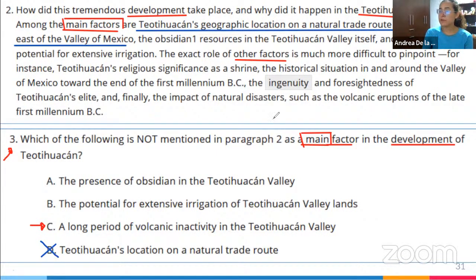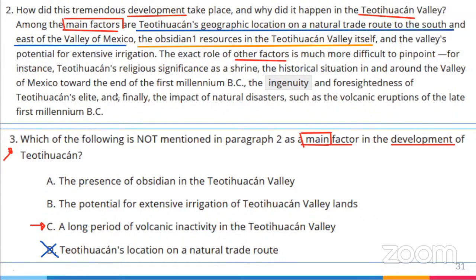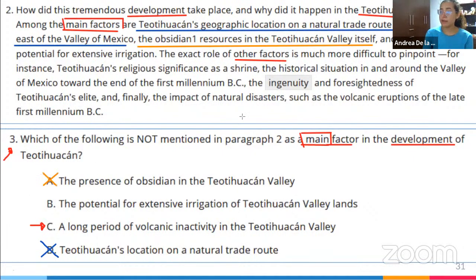Then another factor that's mentioned as a main factor in the development of the city is the obsidian resources in the Teotihuacan Valley itself. What option talks about that? A. Again, you make sure that it's correct. In this case, it is, so no problem there. And finally, we have the valley's potential for extensive irrigation, which, as you probably noticed, is B. So all of those are mentioned. The only one that's not is option C.